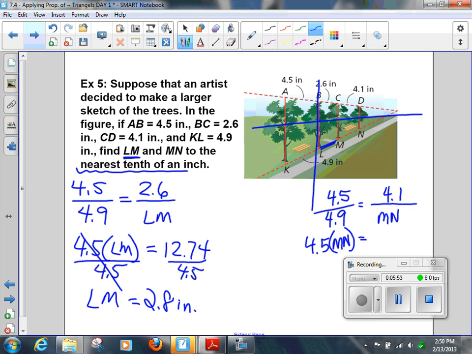What is 4.9 times 4.1? 20.09. And then I'm going to divide both sides by 4.5. And I'm going to have that the value of MN is approximately what? 4.5? Okay. But we're going to round it to the nearest tenth, right?